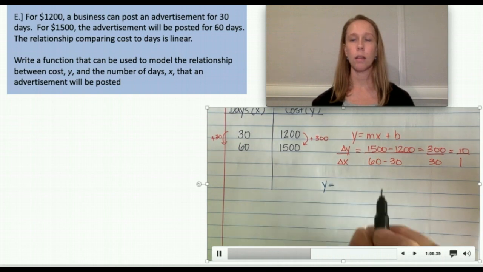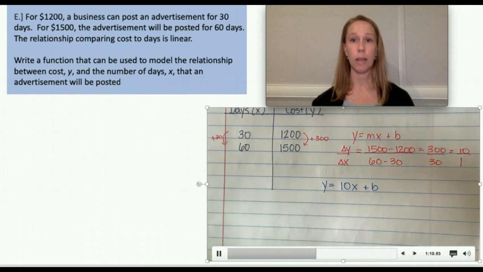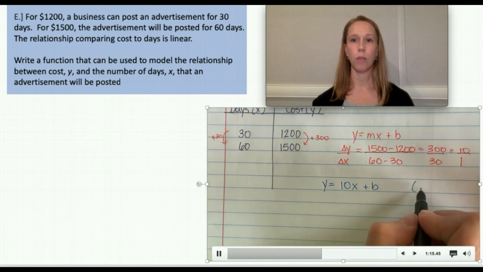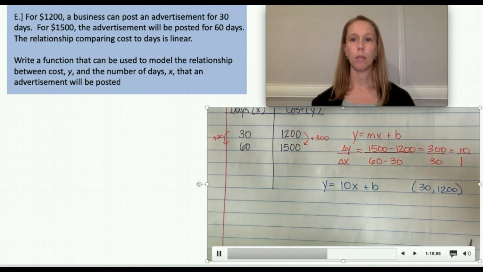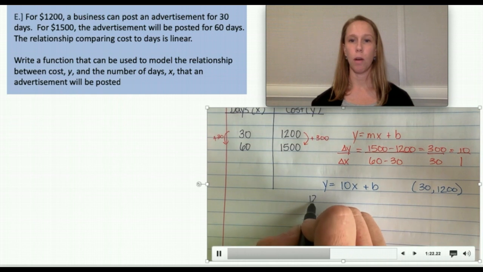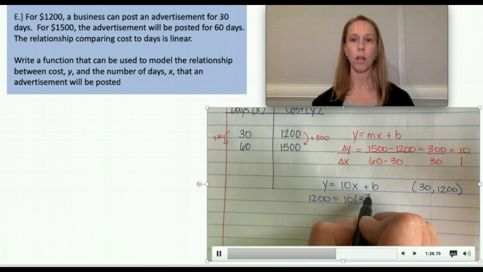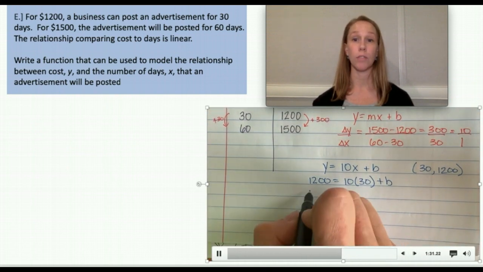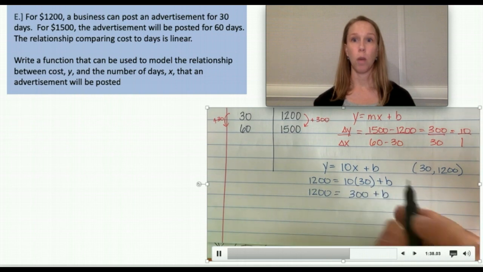So I can plug in some values to the equation. I know the slope or the rate of change is $10 per day, and I'm just going to go back and plug in two values for x and y. So I'm going to let my x value be 30 and my y value be 1200. So 1200 equals 10 times 30 plus the starting value. Now all I have to do is solve the equation. 1200 equals 300 plus b. 300 plus what is 1200?